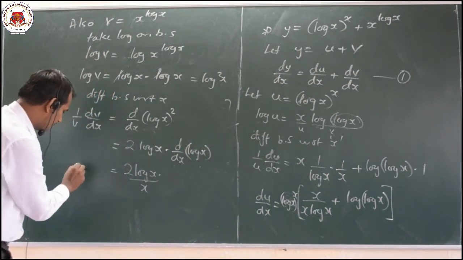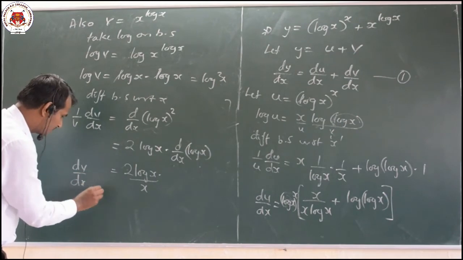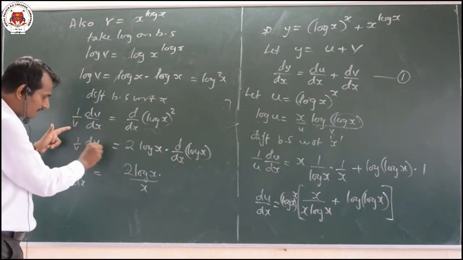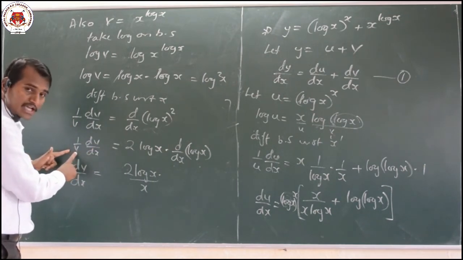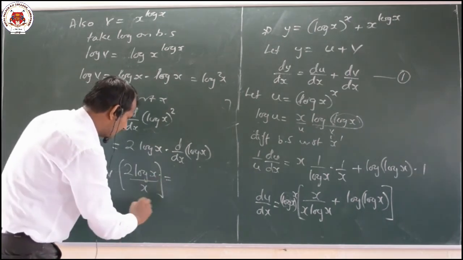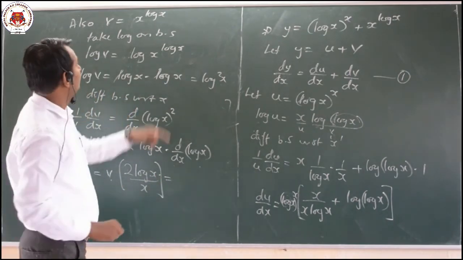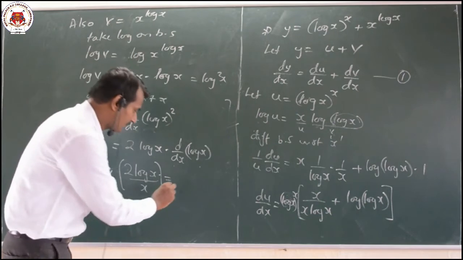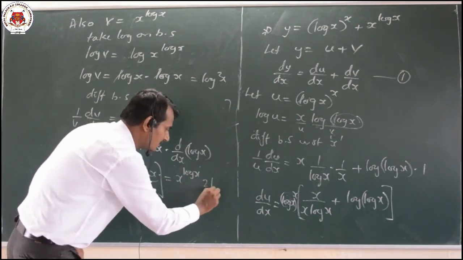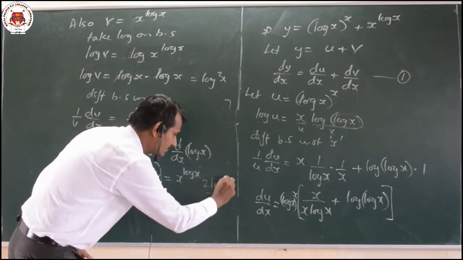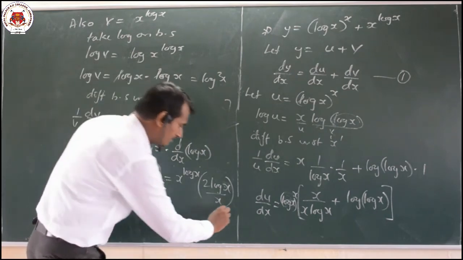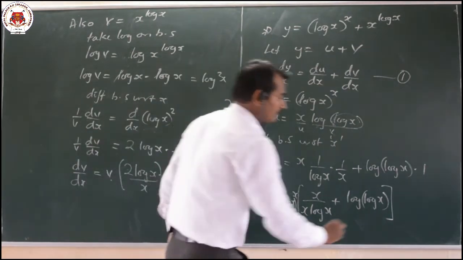Now here, 1 by v dv by dx. This v I will take to the RHS, that is v into 2 log x divided by x. And v means what we have here, the question is x to the power of log x. So dv by dx is x to the power of log x into 2 log x divided by x. That is the required result. You can take it as equation number 3 here. This particular thing is equation number 2.